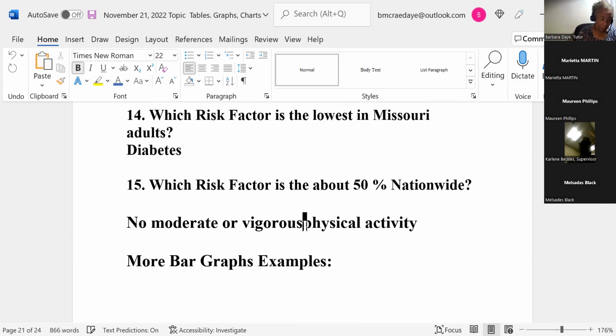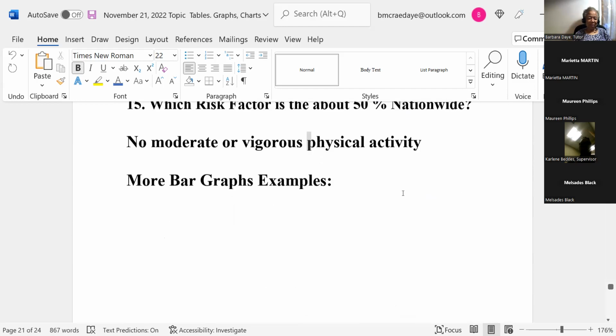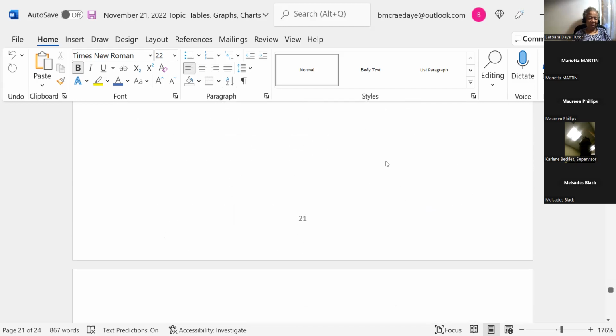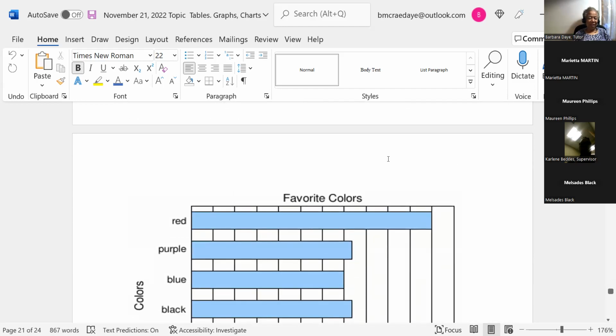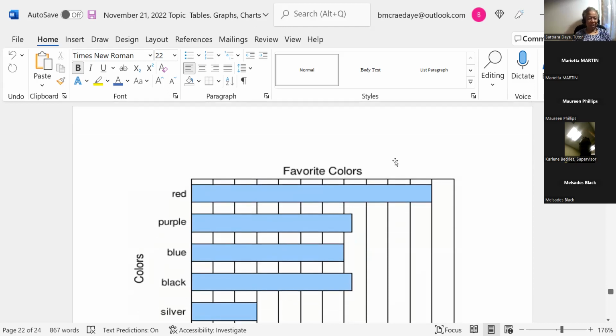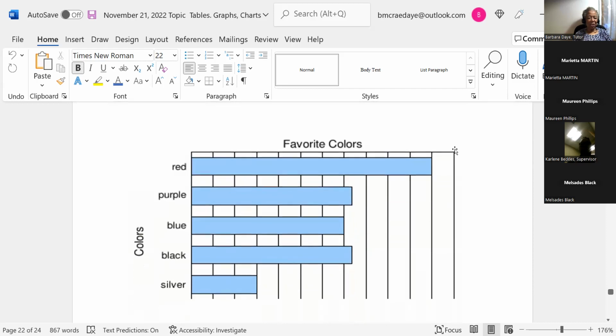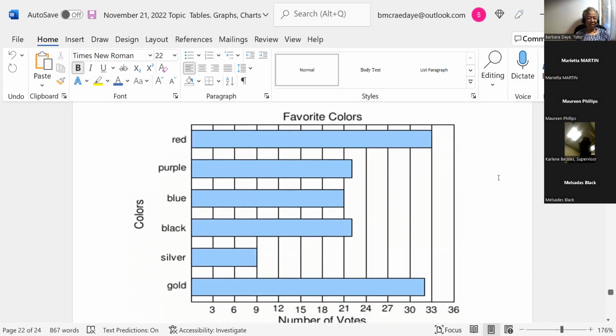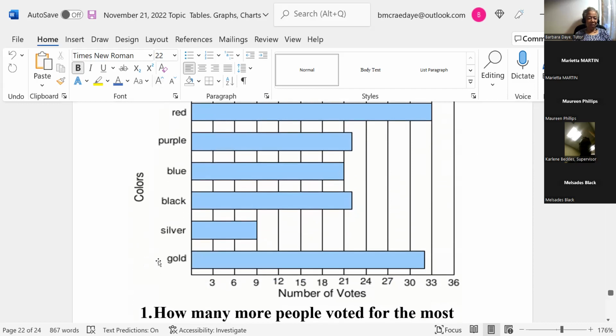So you're getting the hang of the bar graphs? Pretty interesting, right? Okay, so now let's look at some more examples, see if you can figure these out. I'm sure you can. What is this graph showing? Favorite colors. Okay. You see your colors on the vertical, the number of votes for the colors on the horizontal.